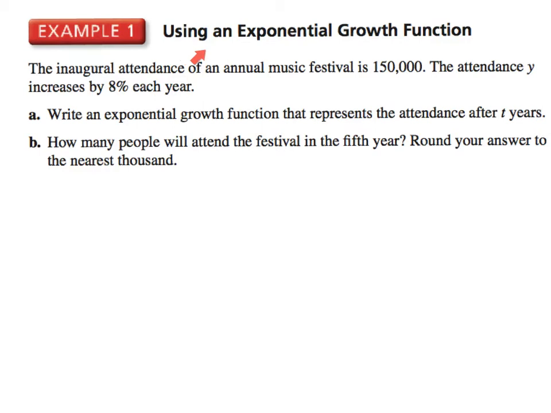Example 1, using an exponential growth function. The inaugural attendance of an annual music festival is 150,000. The attendance y increases by 8% each year. Write an exponential growth function that represents the attendance after t years, and then how many people will attend the festival in the 5th year. Round your answer to the nearest 1,000.